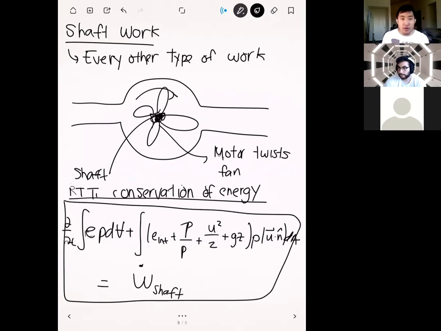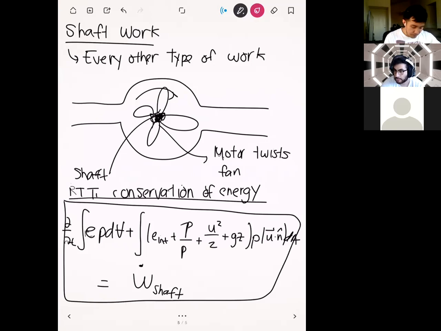And so this is the form of RTT that we're going to use for the next two or three examples for calculation. This form is a lot more convenient because, first of all, most of the time we're going to assume that the flow is steady, and so we can cross out the first term with the time derivative. Also, we've broken up our inflow outflow term into things that we can actually compute, like the pressure, the velocity and the height differences.